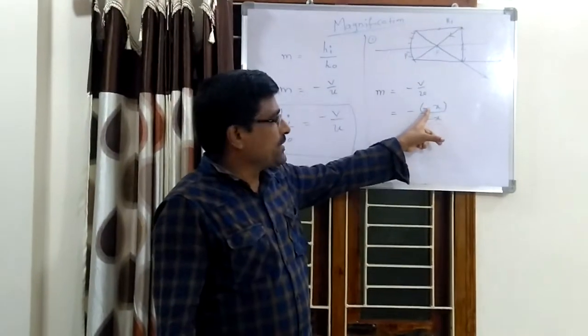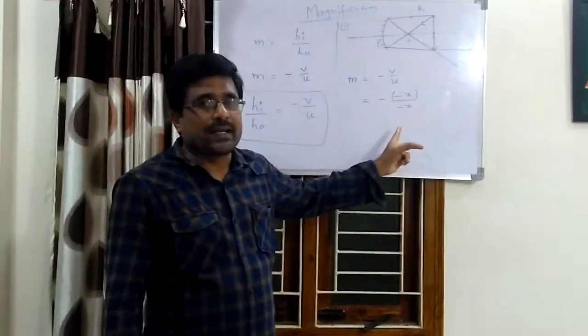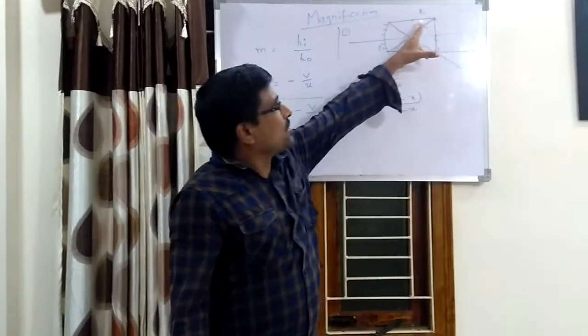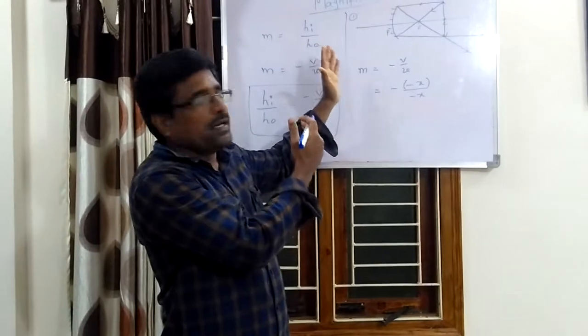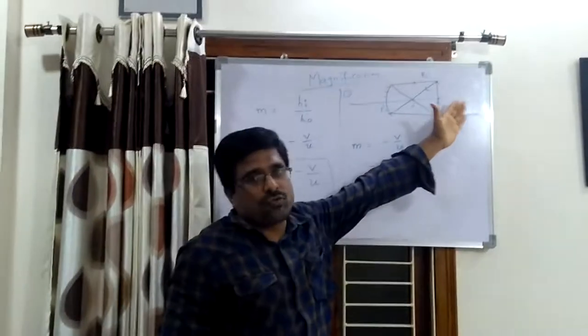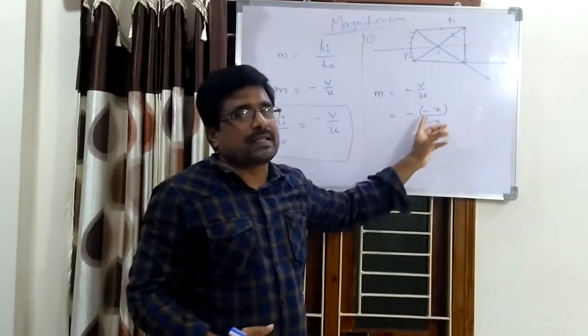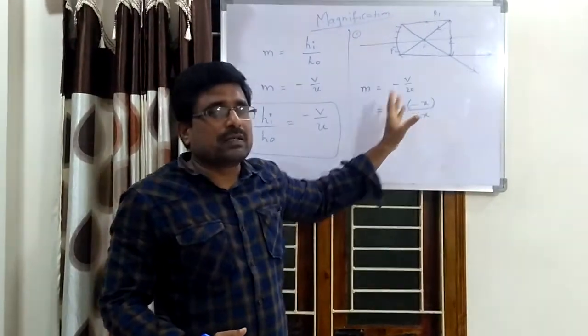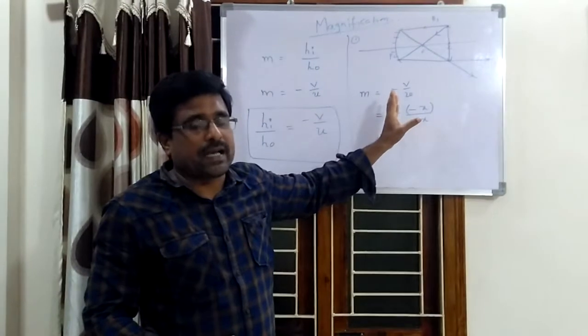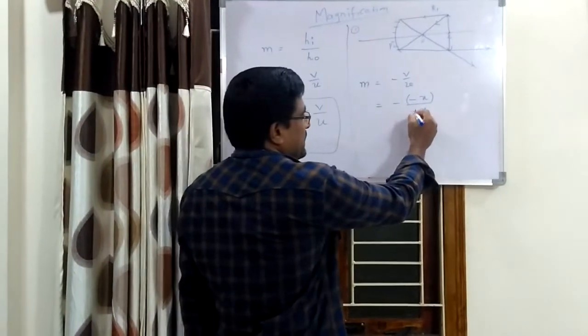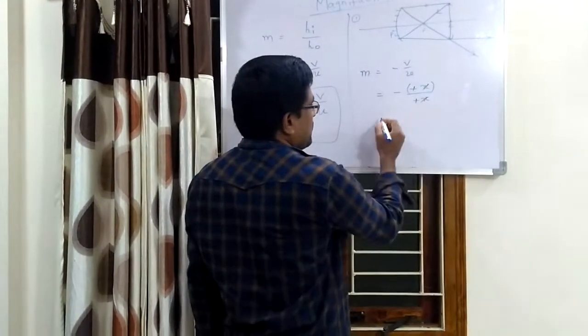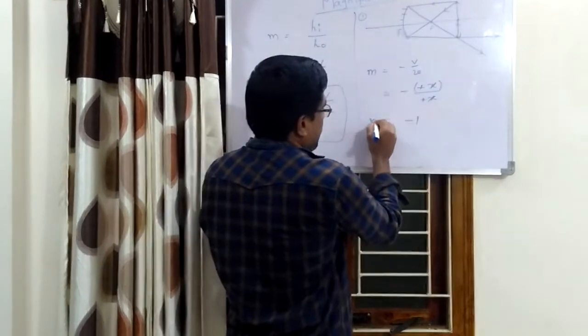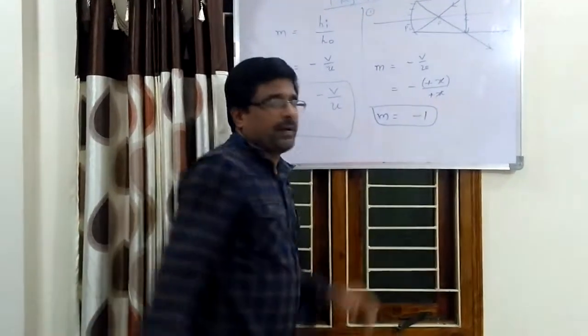Why do we take a negative sign here? Because light rays are traveling from right to left, while our measurements are left to right. Hence the sign convention is negative. These two cases are applicable, negative sign. Okay, minus by minus is plus, X and X cancel, hence 1. Here the magnification value is minus 1.